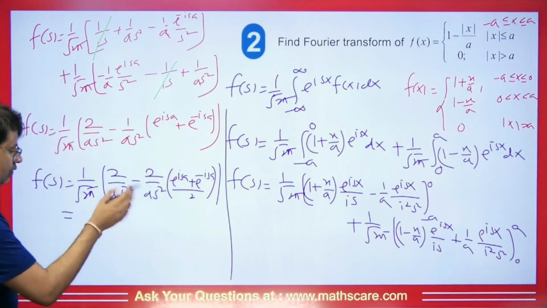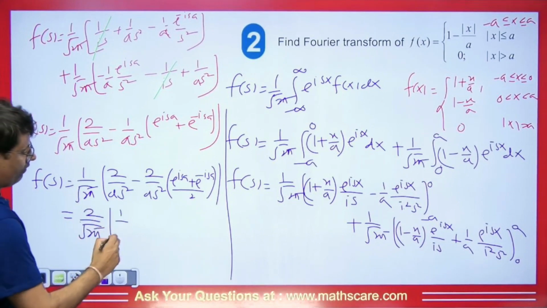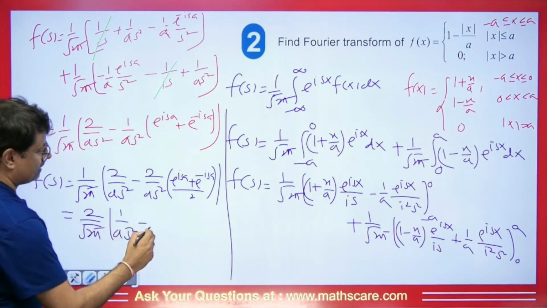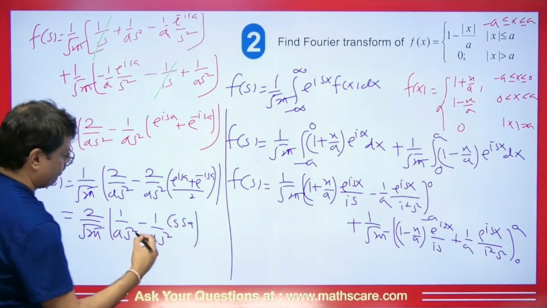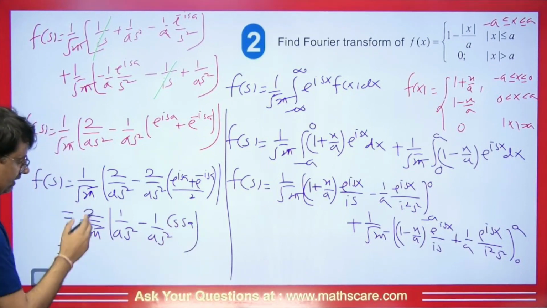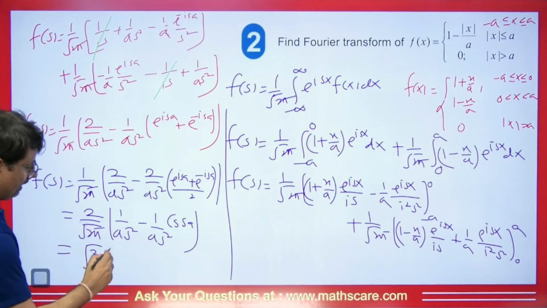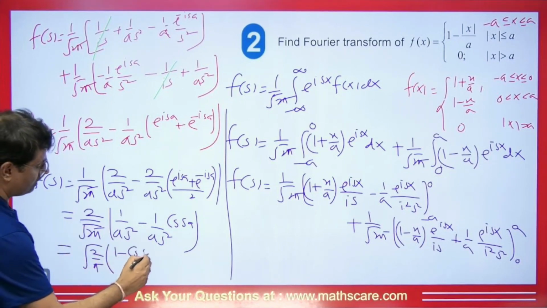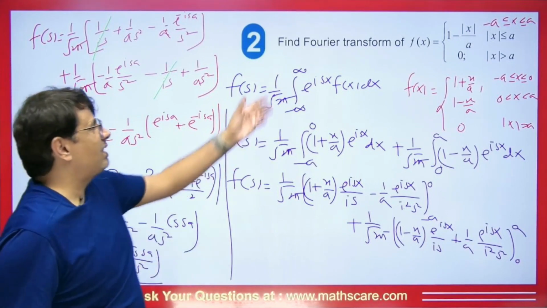So what will we do here? We have 2 in common from above. We will get the value 2 upon root 2 pi. And here this will be 1 upon a s square minus 1 upon a s square, and here it will be 2 cos sa. Now let's simplify it. This is getting cancelled. So here we will get the square root of 2 divided by pi. And this will be 1 minus cos sa divided by a s square. And now it is done. So this is what we have as its Fourier transform.